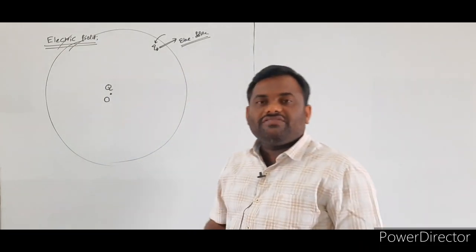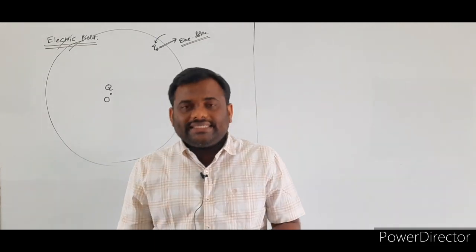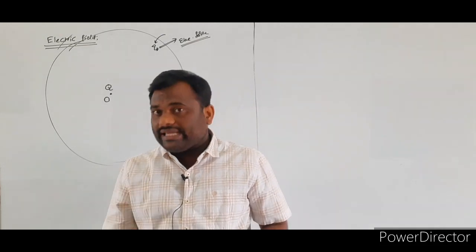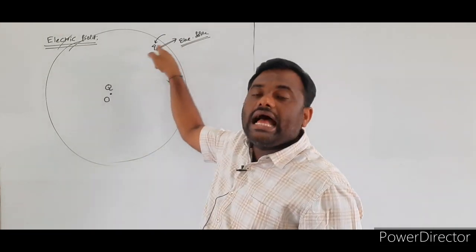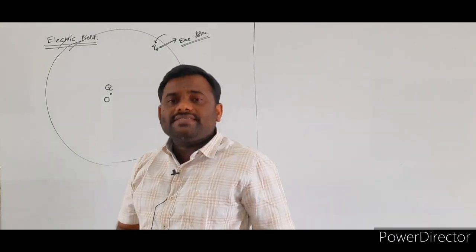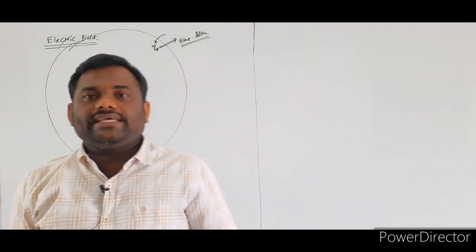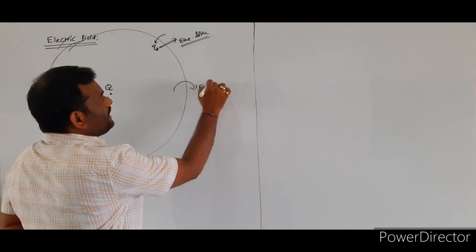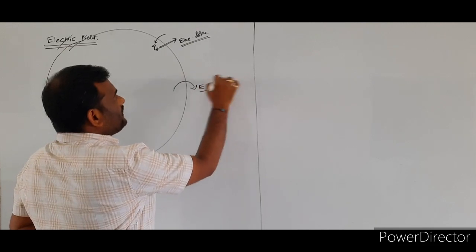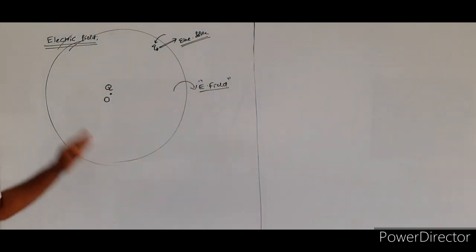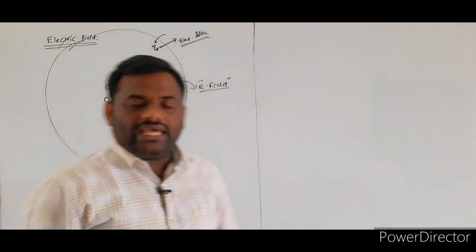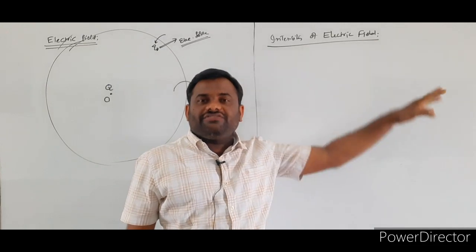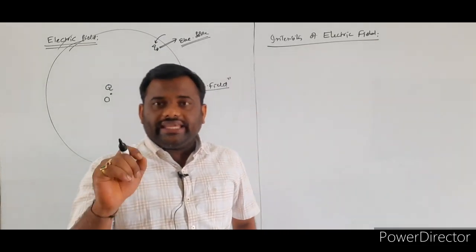So how can we conclude the definition of the electric field? It is the region surrounded by the given charged particle in which other charged particles experience some electrostatic force. Such a region is called the electric field. So the space surrounded by the given charge is called the electric field. This is the definition of the electric field. Now see the next definition: intensity of electric field, or electric field strength at a given point.